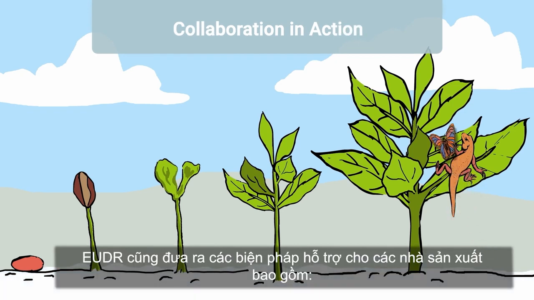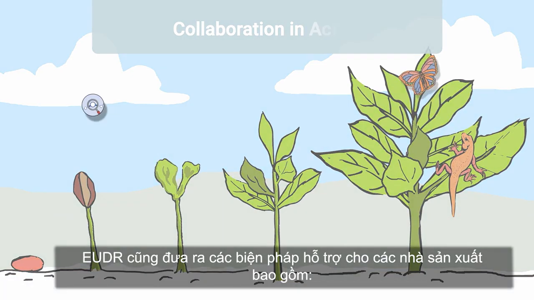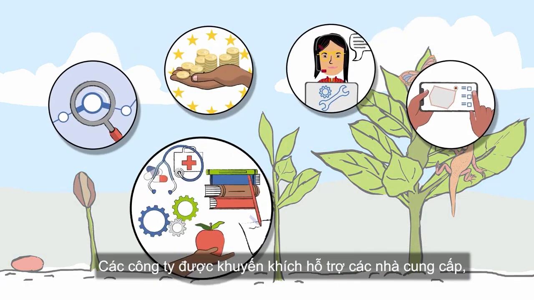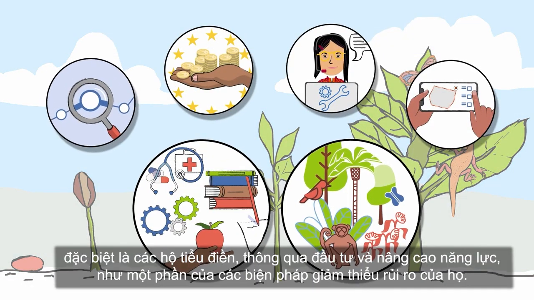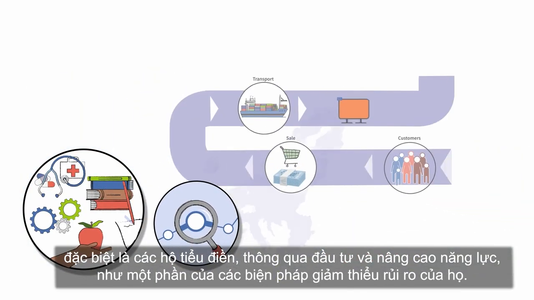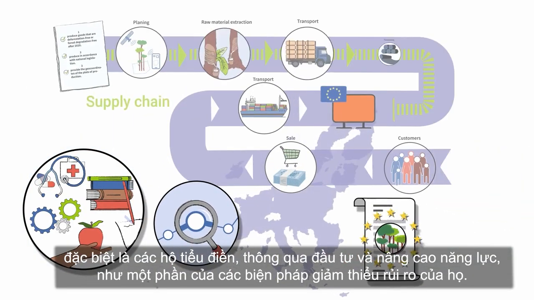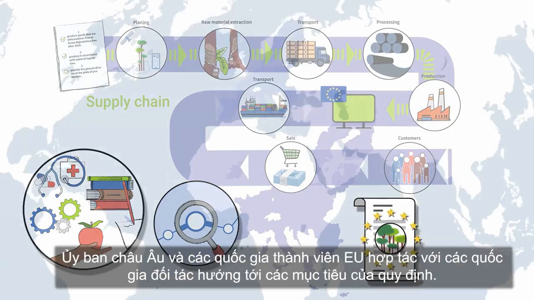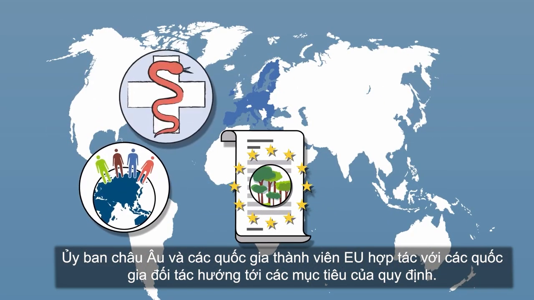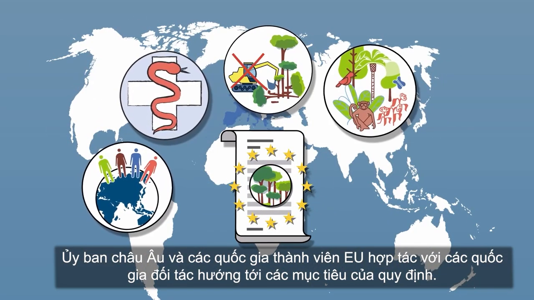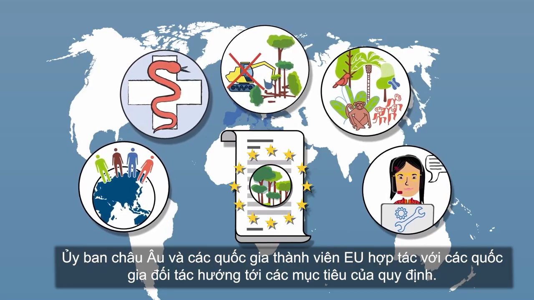The EUDR itself provides a number of measures of support for producers. Companies are asked to support suppliers, in particular smallholders, through investments and capacity building as part of their risk mitigation measures. The European Commission and EU member states collaborate with partner countries towards the regulation's objectives.